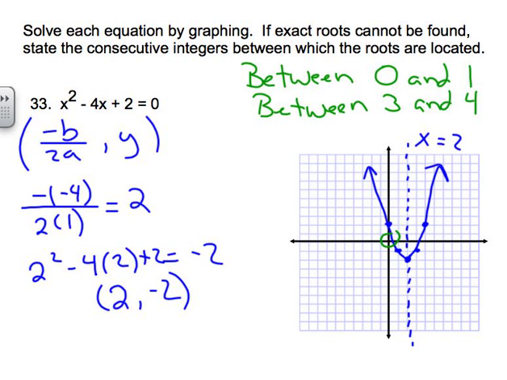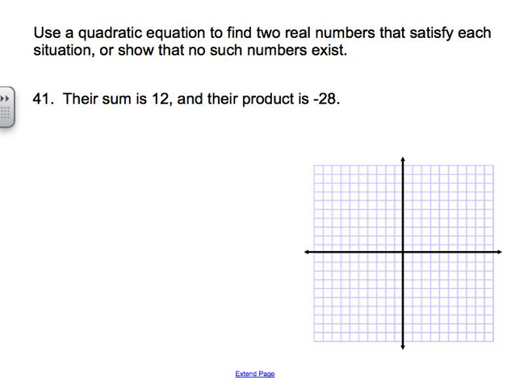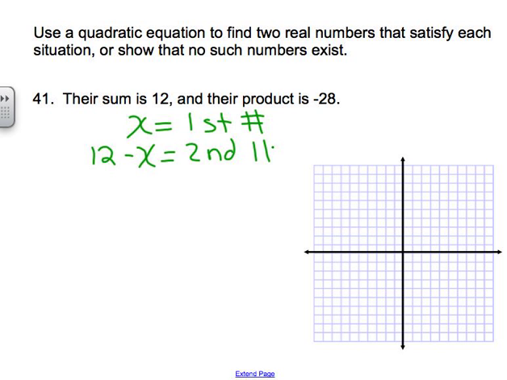And then our last problem for this lesson is: use a quadratic equation to find 2 real numbers that satisfy each situation or show that no solution exists. We're looking for a sum of 12 and a product of 28. So when I look at it, x is going to be my first number. Because the 2 numbers have to add up to 12, I'm going to use 12 minus x for my second number. Write an equation for it. I'm going to have x times 12 minus x is equal to negative 28 to show the product.